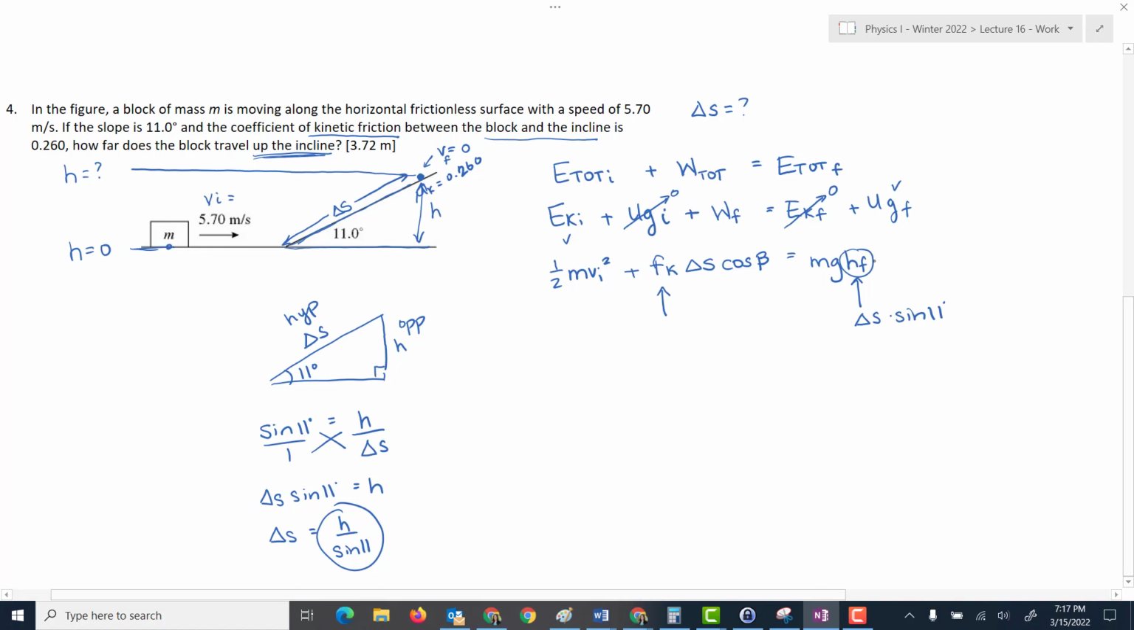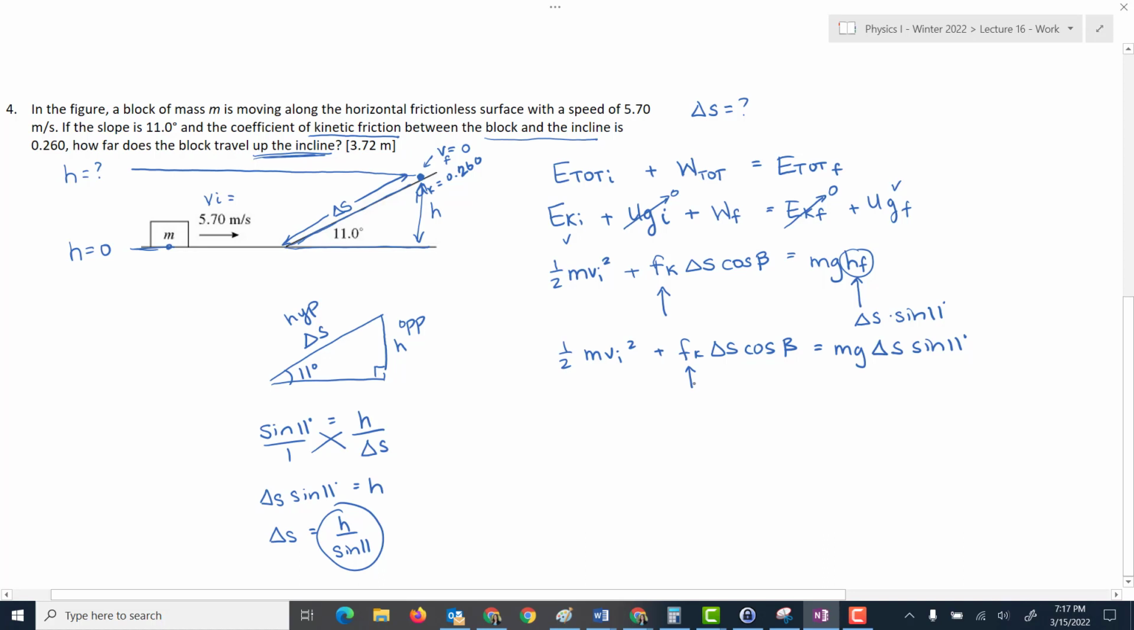So I'll just rewrite everything right now. So I have 1/2 mv initial squared plus fk delta S cos beta equals mg and then delta S sine 11 degrees. Okay, so I'm trying to solve for this delta S. So I'm going to bring everything to one side of my equation and solve for it. Before I do that though, I'm going to figure out what my Fk is, because I haven't done that yet.